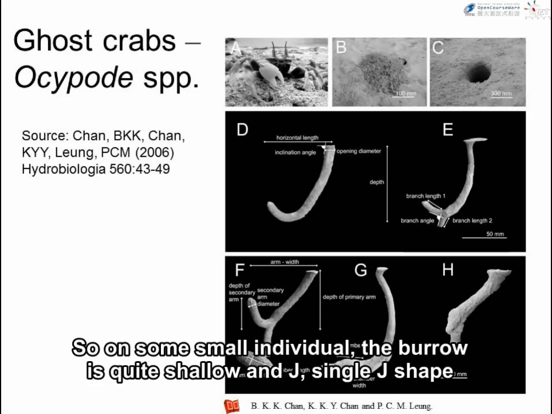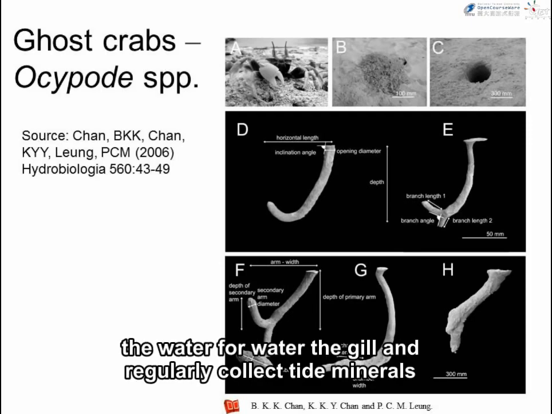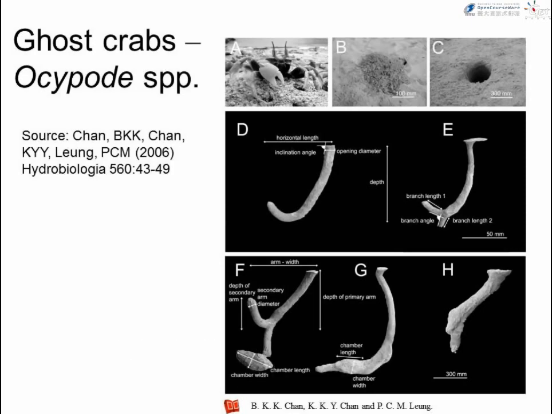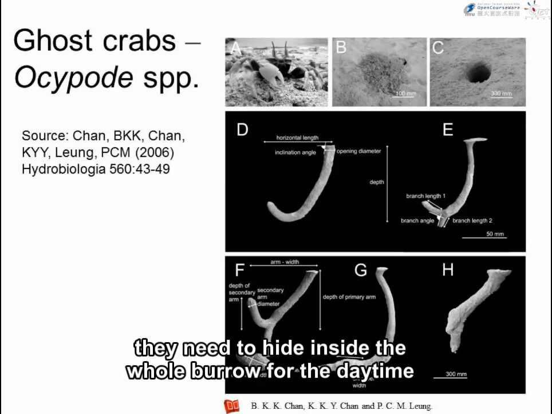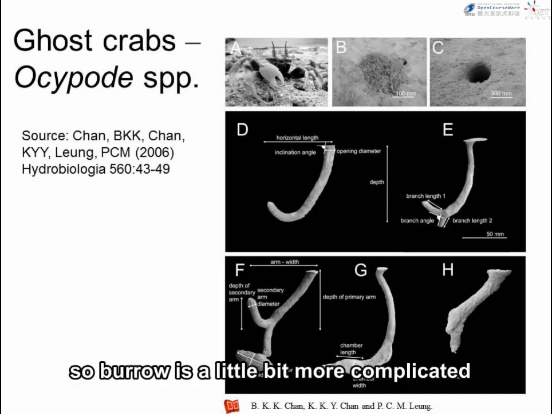On some small individuals, the burrow is quite shallow, and they're single J shape, because these small crabs need to go out of the water to wet their gills at regular time intervals. So the burrow is quite shallow and quite simple in structure. However, for some larger crabs, they need to hide inside the burrow for the daytime, and they only go out at night. So the burrow is a little bit more complicated.